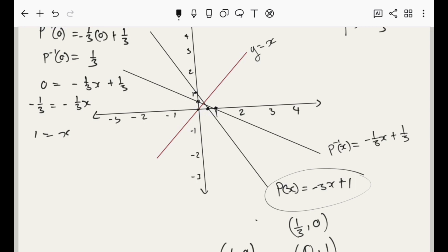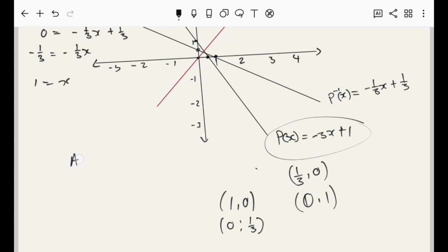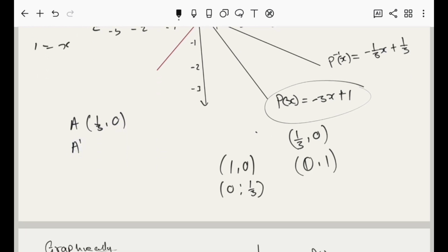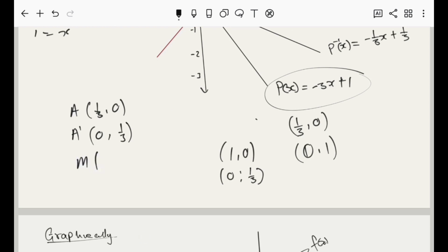So what you would realize here is, when you try to find the midpoint between the corresponding coordinates, let's say coordinate A is 1 over 3, 0, and the inverse of that coordinate would be 0, 1 over 3. Right, so when you use the midpoint formula and find the midpoint, what you would realize is that the coordinates of the midpoint would be equal, meaning your x would be equal to your y. So you'd have something like this. If your x of the midpoint was 3, then the y would also be 3.